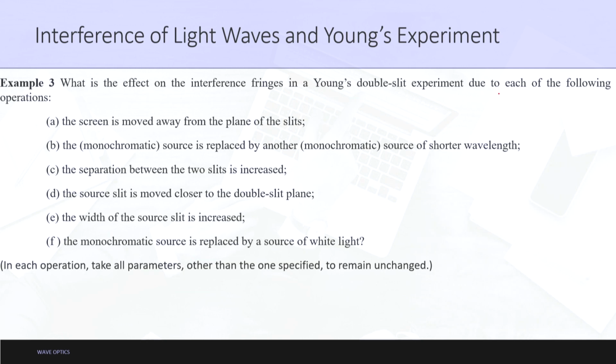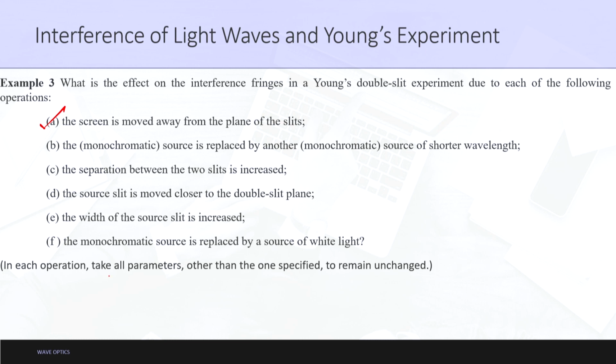What is the effect on the interference fringes in a Young's double slit experiment due to each of the following operations? Different operations are being done and then we need to find out what the effects are. I will go line by line and explain everything. First, the screen is moved away from the plane of the slits. What happens in this case? Let us see the discussion which is written.